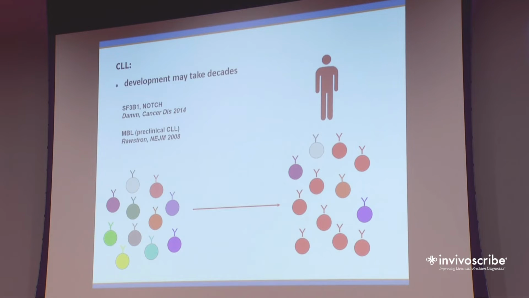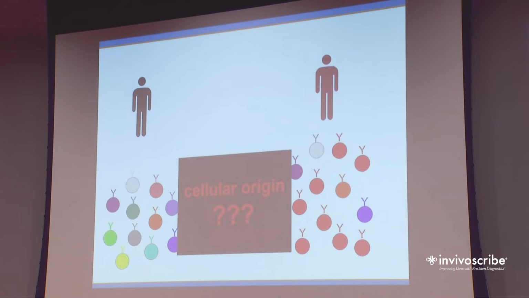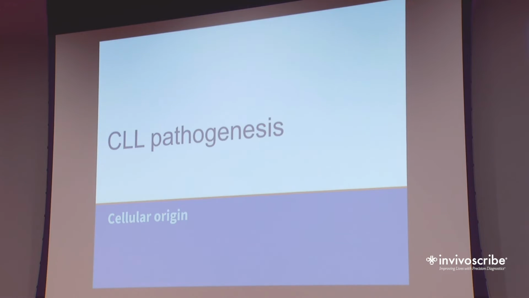Now, CLL development may also take decades. There are, for example, very early mutations detectable long before clinical outgrowth, or we have the monoclonal B-cell lymphocytosis as a preclinical form of CLL. But the two things that interest me the most in CLL pathogenesis are, first of all, we don't know the cellular origin, so there must be a healthy, normal B cell that starts and then gets transformed to lead to a CLL disease. And second, the very early steps of the molecular pathogenesis are still rather unknown.